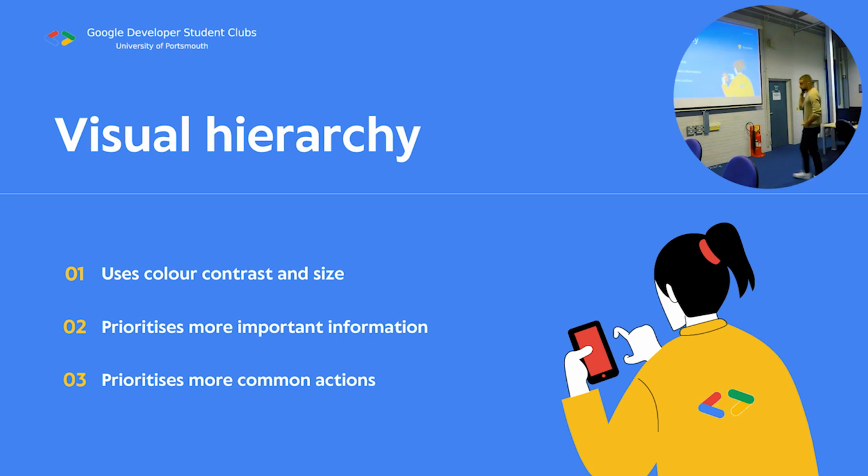So, visual hierarchy basically uses color, contrast, and size. It prioritizes the more important information first, and it prioritizes more common actions, which is the use cases that we talked about.